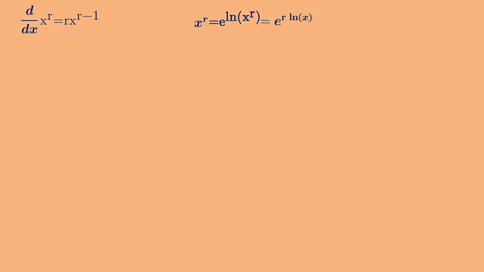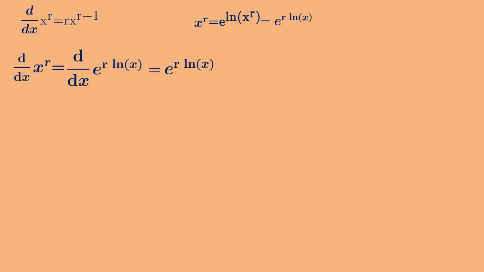So next, to differentiate x to the r, what I'm going to do instead is differentiate with respect to x e to the r ln x. And I can do that pretty easily by using the chain rule. So I'm going to copy the e to the r ln x part directly. That's what the chain rule states.